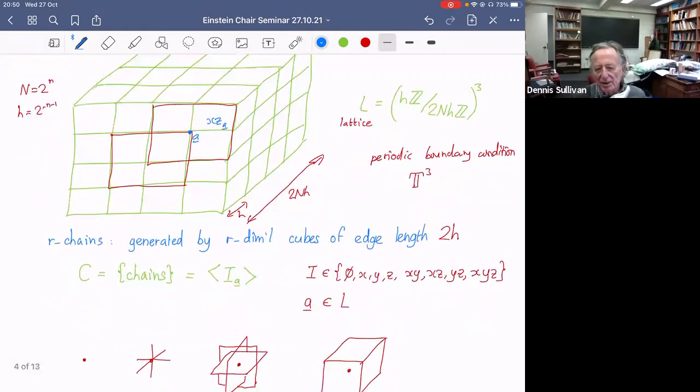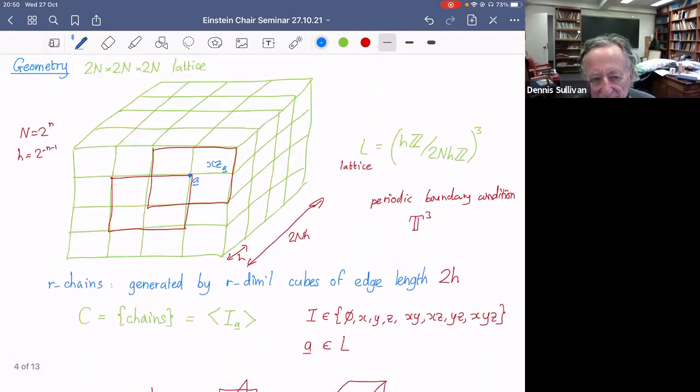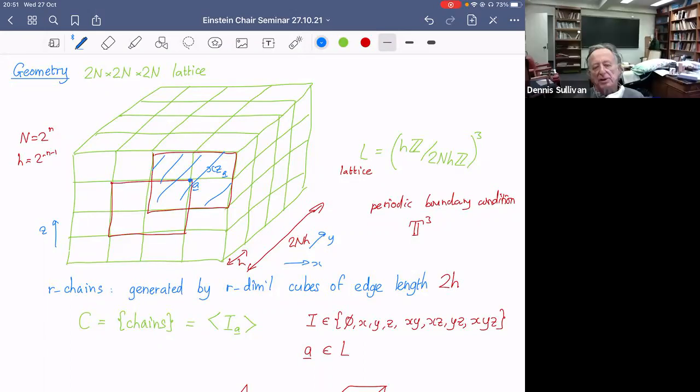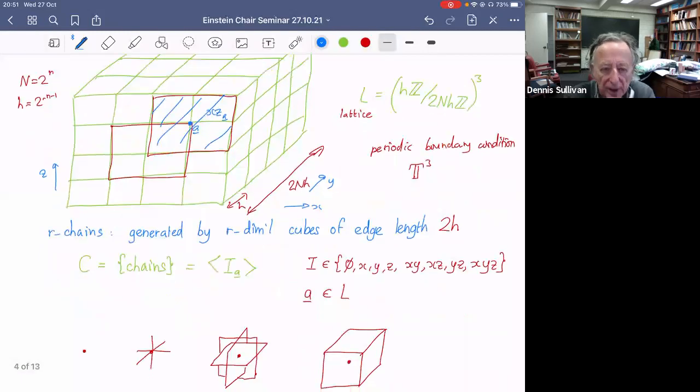I don't understand the notation. What is XZ? If this is the X direction, this is the Y direction, and this is the Z direction, then that square is parallel to the XZ plane. So XZ defines which plane, which orientation we're looking at. Oh, I see. And A gives the center. Yes, A tells you the center.